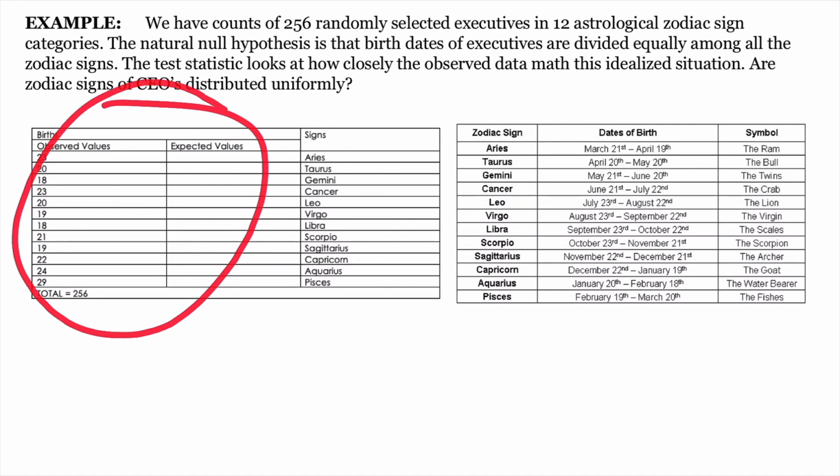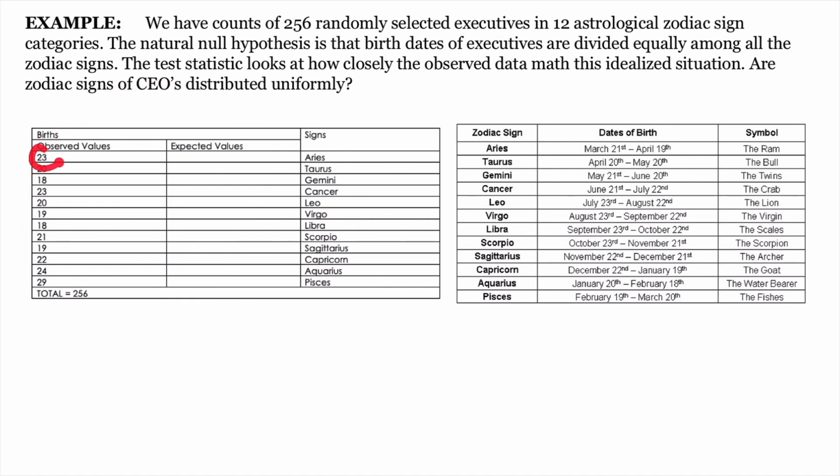This is the observed data. There were 23 executives who are Aries. Aries means they were born from March 21st to April 19th. Taurus, if you were born from April 20th to May 20th, you are considered a Taurus, and so forth. So 23 of them are considered Aries, 20 Taurus, 18 Gemini, 23 Cancer, and so on and so forth.